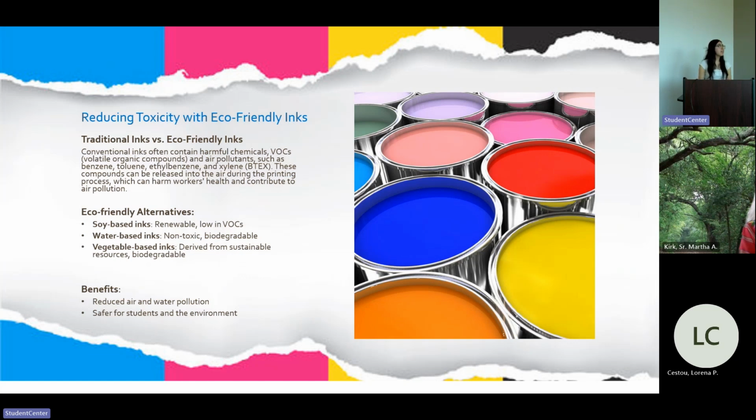And personally, I've actually dabbled into that last one there, which are vegetable-based inks, which are derived from sustainable resources. These actually come from a wide variety of vegetables you wouldn't even think would be used for inks. A lot of it actually comes from potatoes and carrots and whatnot, which you're thinking, wow, how could that possibly translate over into inks? It's a very interesting process, I think, on how we can make it more sustainable. And so benefits, like I said before, are reduced air and water pollution, and it's just overall safer for students and the environment. So yeah.